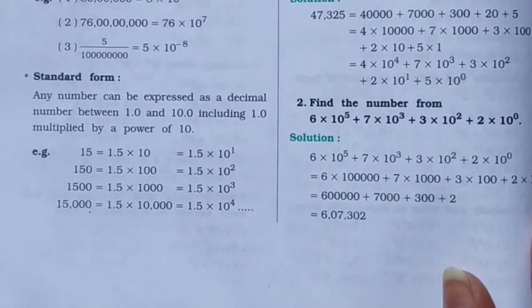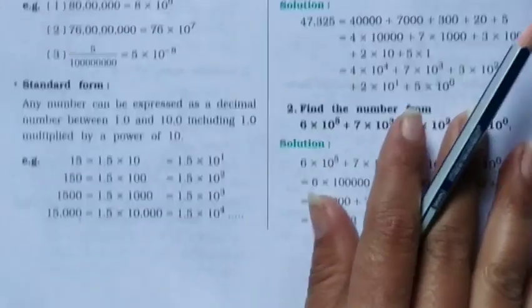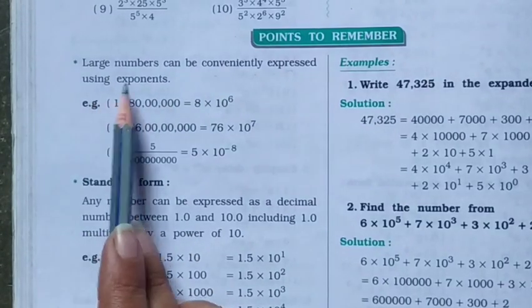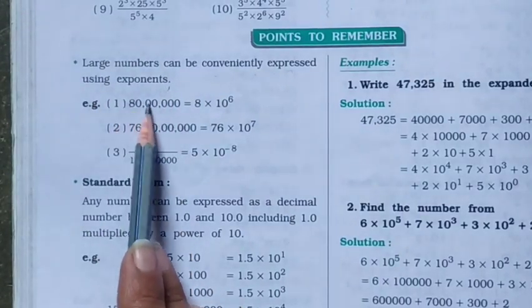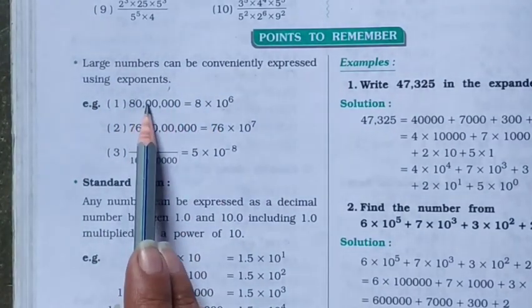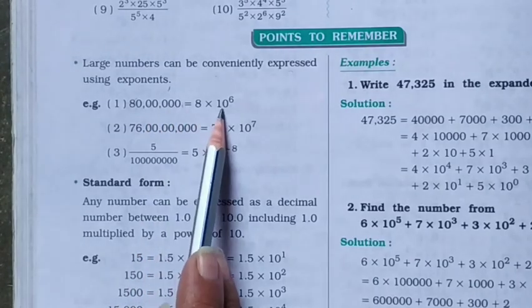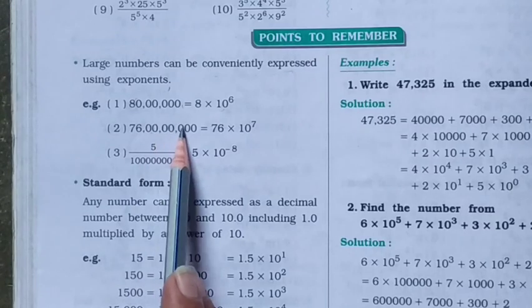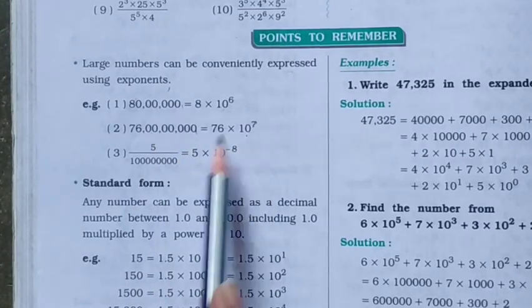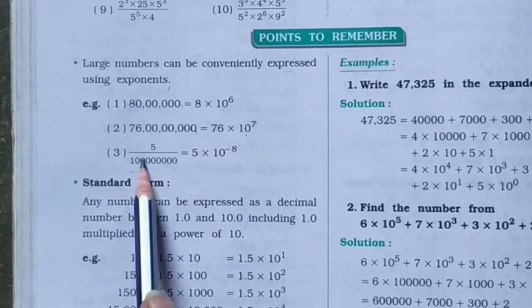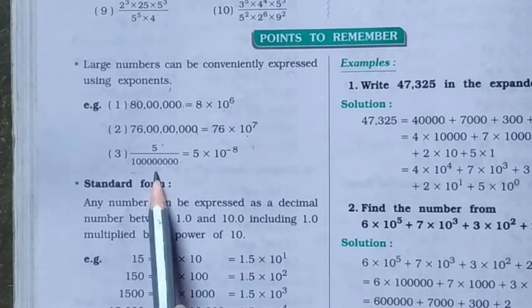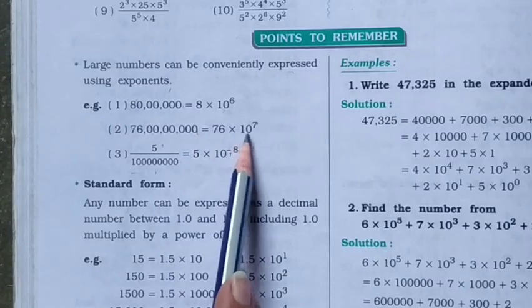Then the next point is that large numbers can be conveniently expressed using exponents. That means here 18 lakh, that means 18 into how many zeros? 1, 2, 3, 4, 5, 6. So 18 into 10^6. Then 26 and then how many zeros? 1, 2, 3, 4, 5, 6, 7. That means 10^7. Then 5 by, that means how many? 1, 2, 3, 4, 5, 6, 7, 8. So 10 minus 8, because downside means minus 8.